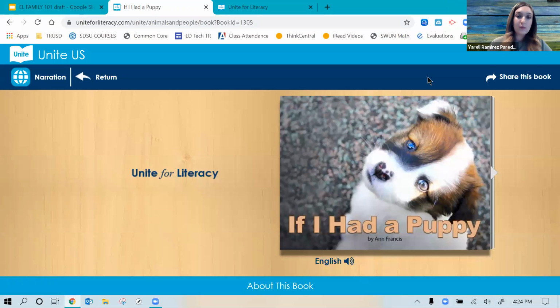Okay, we're going to be reading a story. The title of the story is called If I Had a Puppy by Anne Francis. Before I continue reading to you, I want you to know that we will be learning about some of the needs of puppies and how to take care of them. Okay, let me go ahead and stop right there. I want you to notice that I did not only read the title and the author, but I also gave some background information on the story. I'm going to go ahead and continue reading.